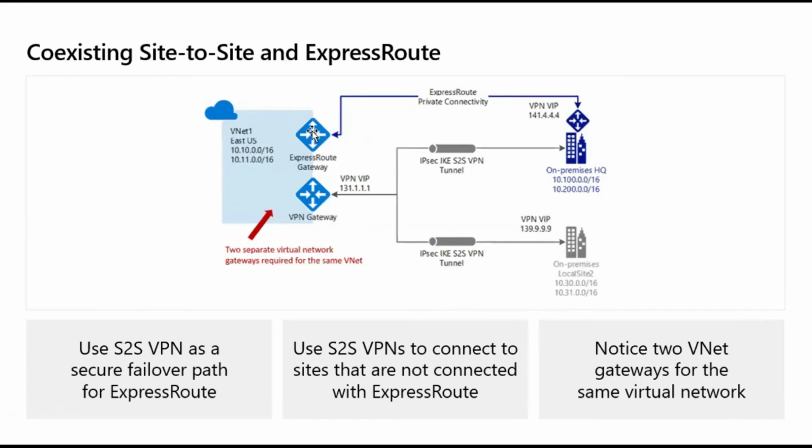So we have ExpressRoute connected with on-premises. Then from on-premises, we have an IPsec tunnel. And we have another IPsec tunnel from another on-premises office to this gateway. So one gateway can connect with multiple locations.